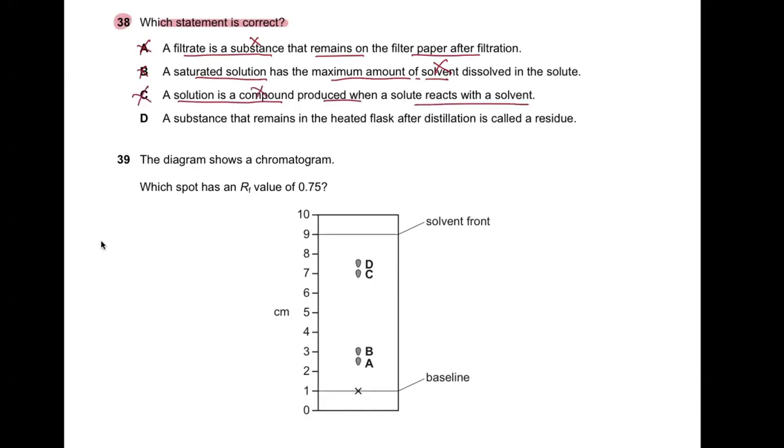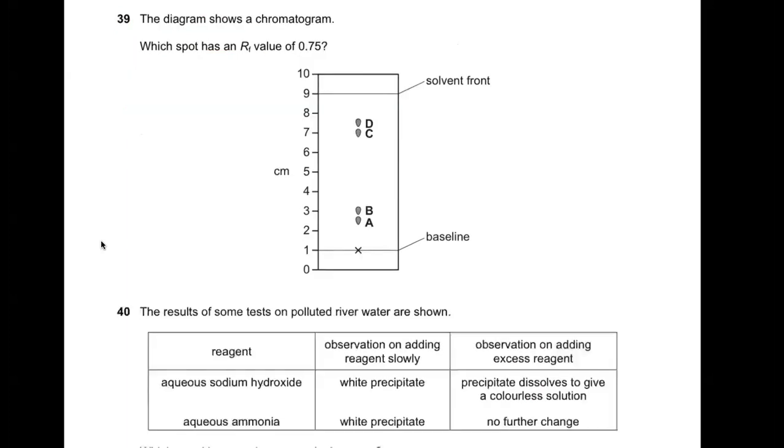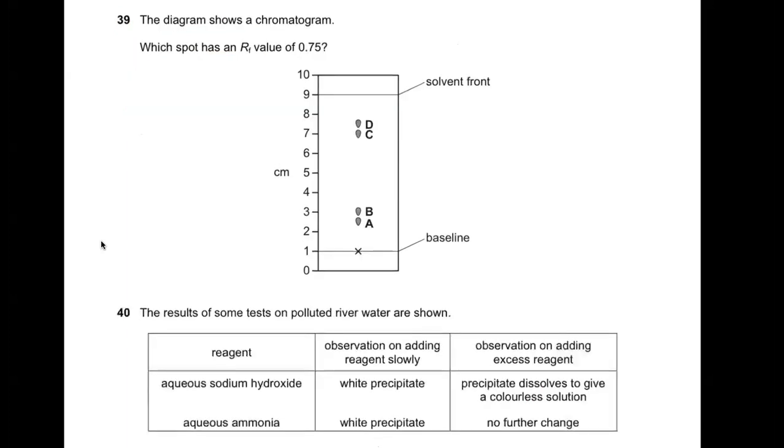A substance that remains in the heated flask after distillation is called residue. Yes, it is. Now MCQ number 39, the diagram shows the chromatogram. Which spot has an Rf value of 0.75? Okay, so 0.75. It's really easy. So see, 0.75, isn't it? It means 3 over 4, right?